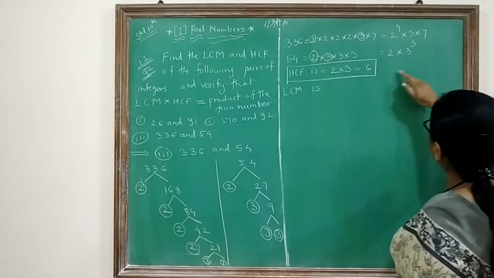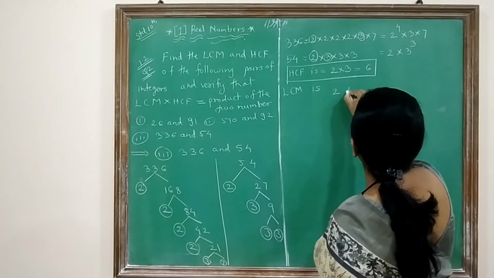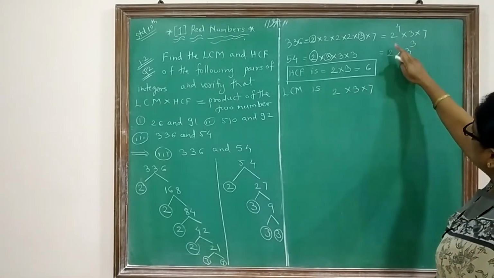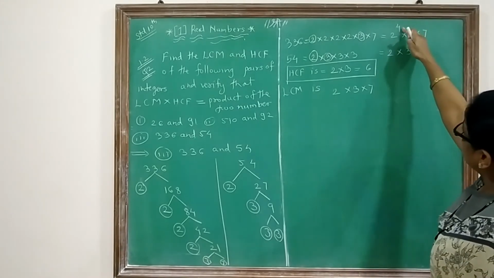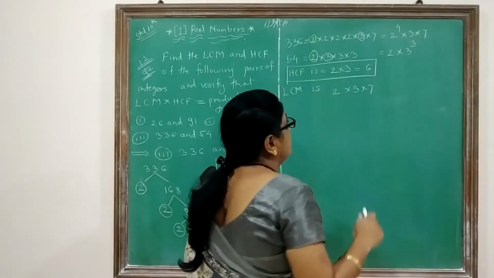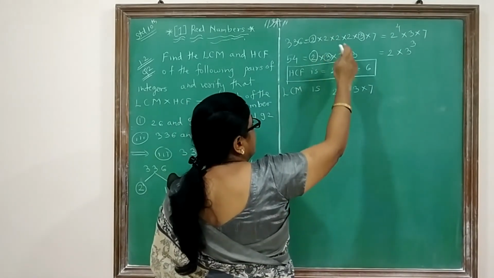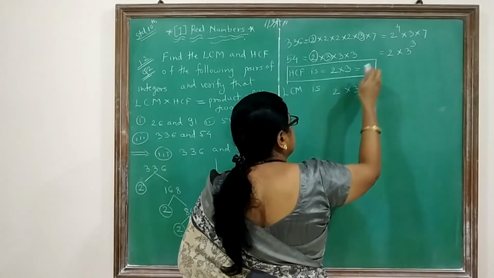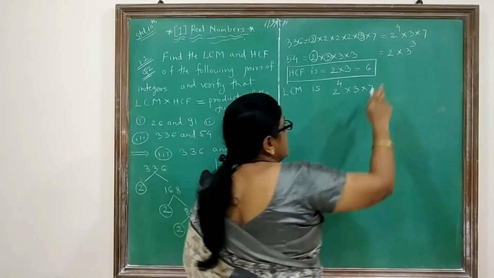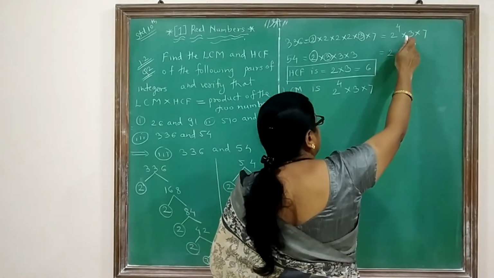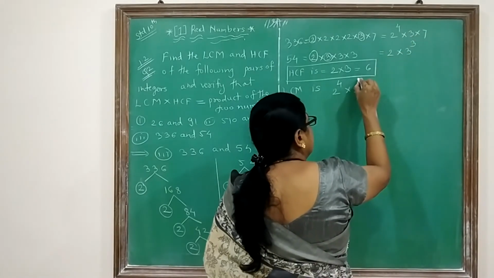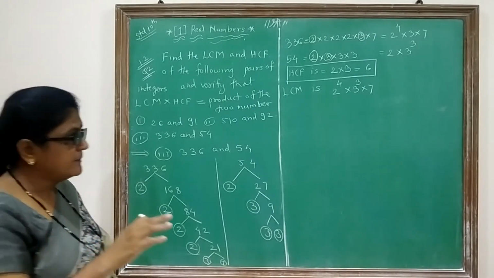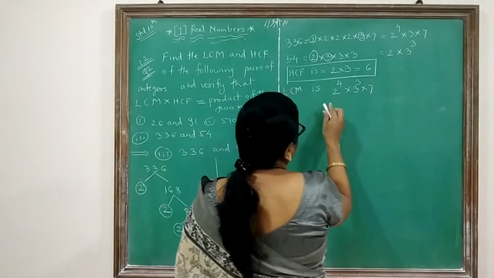Then LCM is here. Which different numbers are present? Here 2 is present, here 3 is present, here 7 is present. But in 2, which is the highest power? 4 is the highest power. You will compare this number and this number. Here 2 raised to 4 is present, here 2 is present, then you will write 2 raised to 4. Here 3 is present, here 3 cube is present, then you will write 3 cube. Means in LCM you will take its higher power. And 7 is only 1.